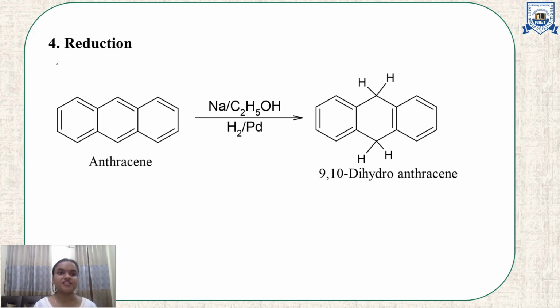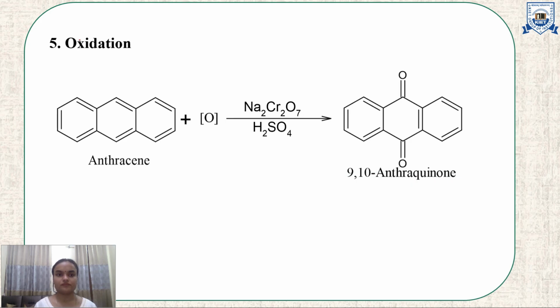Now the next is reduction. Anthracene on reduction in the presence of palladium and sodium ethanol forms 9,10-dihydroanthracene. Next is oxidation. Oxidation in the presence of sodium dichromate forms 9,10-anthraquinone. So these are a few reactions of anthracene.